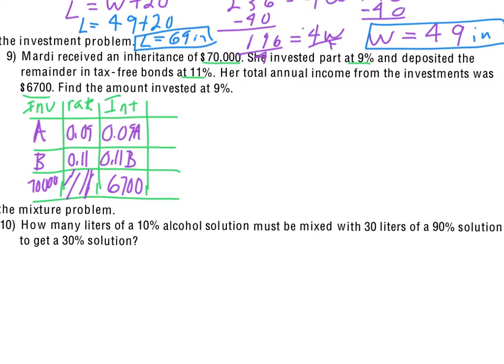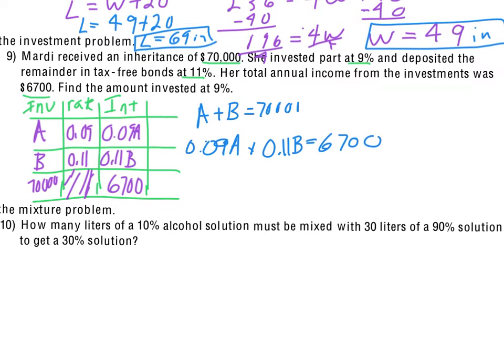So this really leads us to two different situations that we know. We know that the total invested, A plus B, has to equal $70,000. We also know that the interest from the 9% investment plus the interest from the 11% investment has to equal a total of $6,700. Now, that gives us two equations with two unknowns, so we can use our substitution method to solve that.